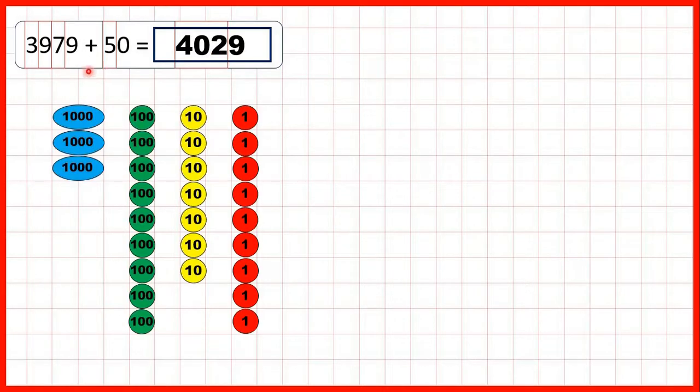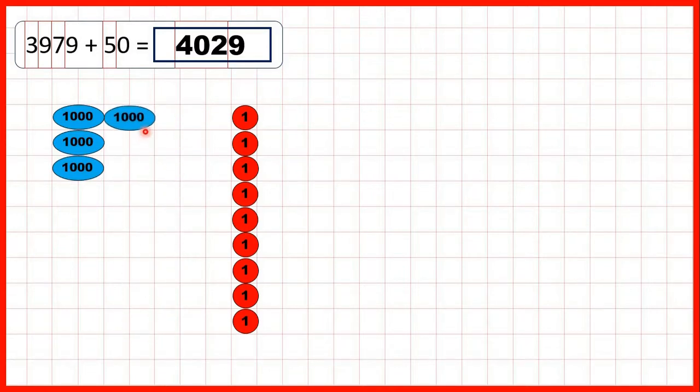Or using place value counters, we can start with 3 thousands, 9 hundreds, 7 tens, and 9 ones, and we're adding 5 tens, so we can add 1, 2, 3, exchange again, and then add our 4th and 5th 10. So that leaves us with 4 thousands, no hundreds, 2 tens, and of course we still have our 9 ones.